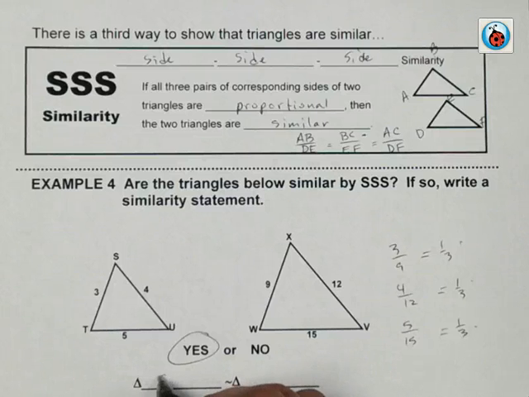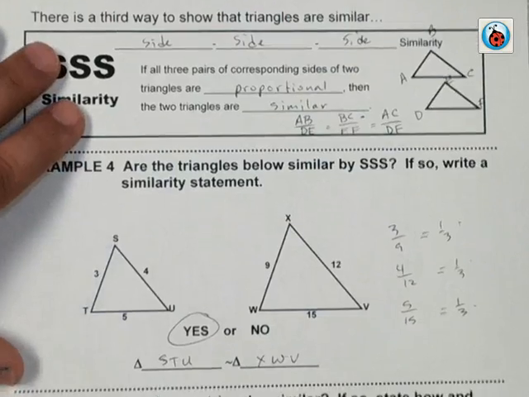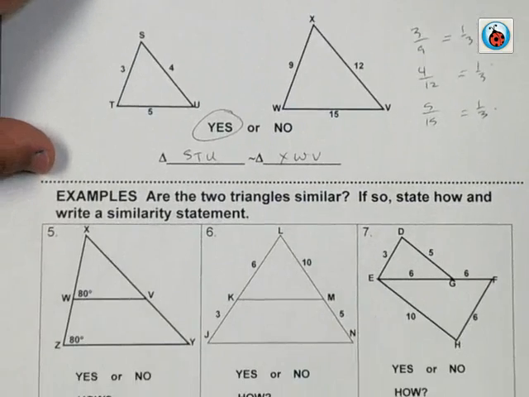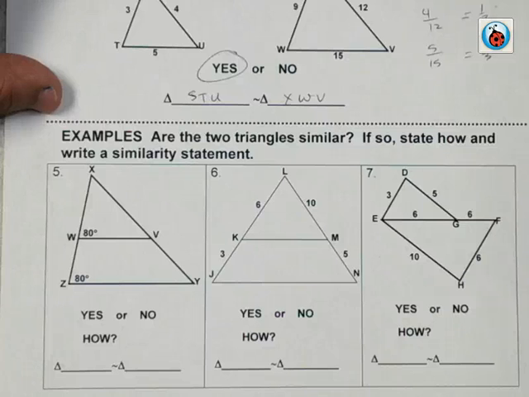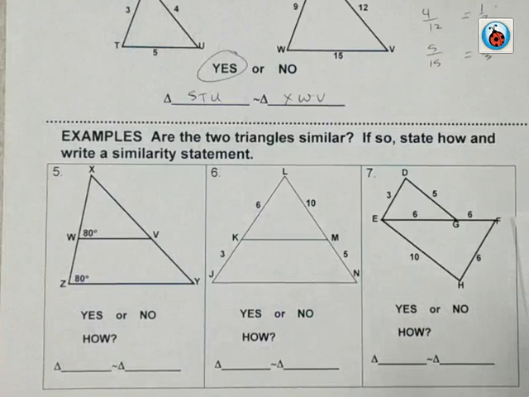And then we would go STU. Triangle STU is similar to XWV. All right, next set of questions here. Are the two triangles similar? If so, state how and what similarity.